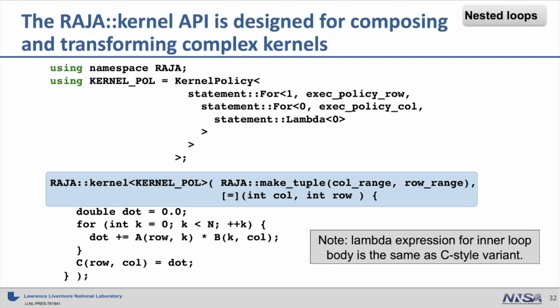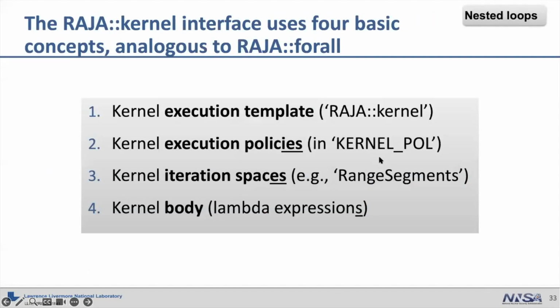Then there's the RAJA kernel API. And this is where you get some of the nice complicated features. So here it looks a lot like a forall. There's a RAJA kernel. It takes a kernel policy, just like the forall takes an execution policy. But now we're getting a tuple that has multiple ranges in it. And then we have multiple iteration indexes. So very similar, except now the execution policy is a set of policies that separate how to execute the kernel, and you have multiple iteration spaces.